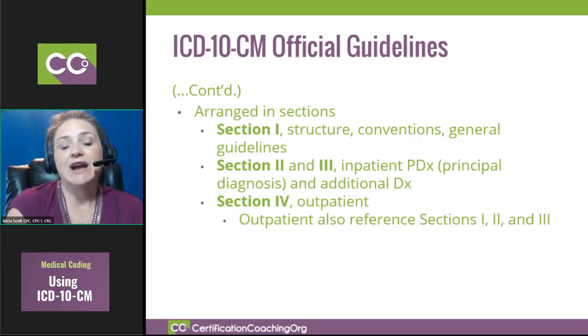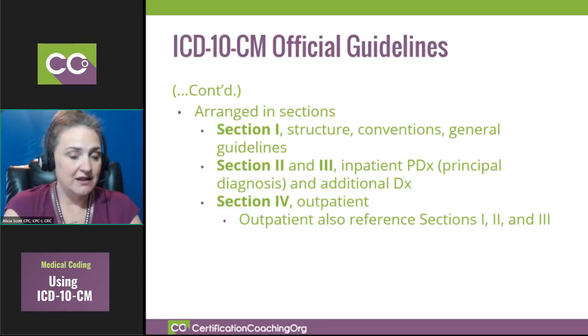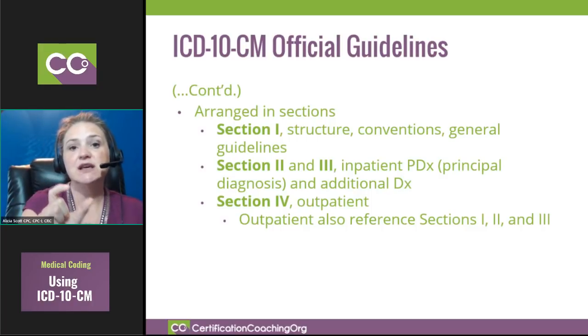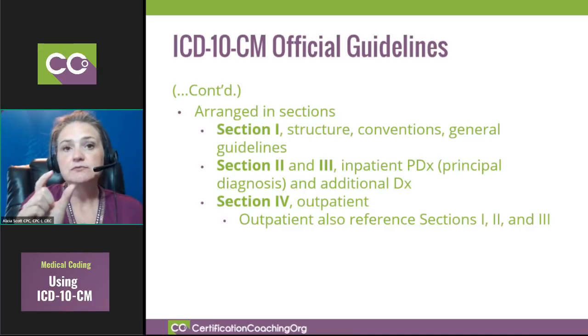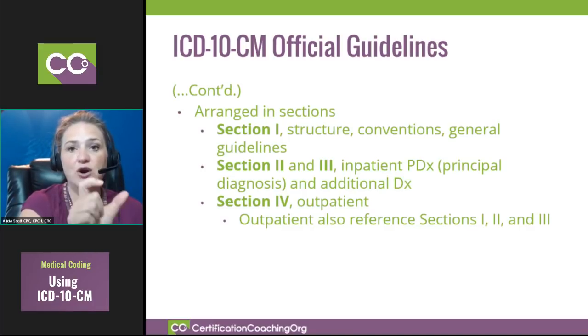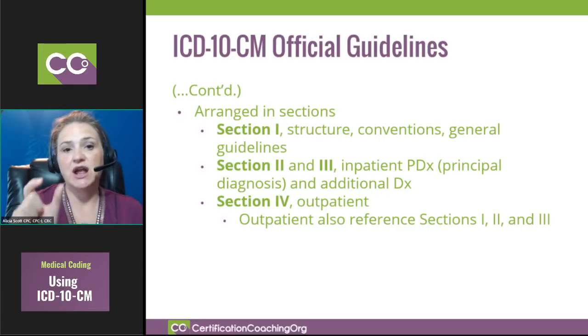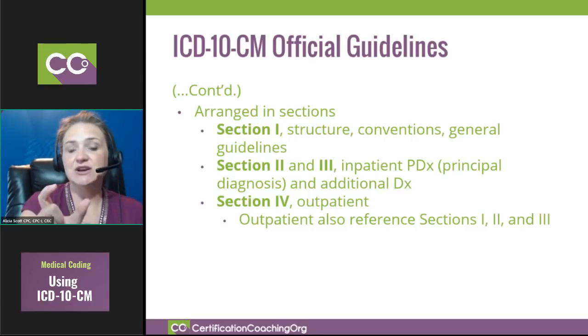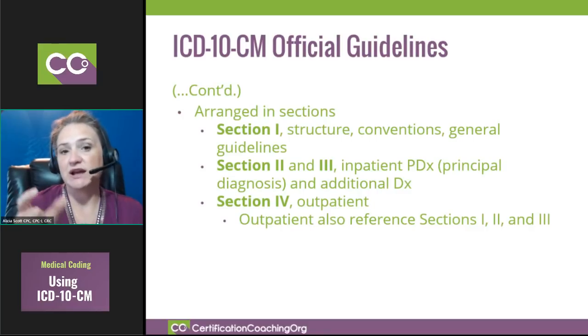Now, your guidelines are divided up into sections. Like I mentioned before, I don't personally think of the chapters in the manual because I think of them more in their alphanumeric order. So I think of them by letter and the ranges. So I know that if it's a J code, it's going to have something to do with the respiratory system. And if it's a C code, it's going to have something to do with cancer or neoplasms of some type.